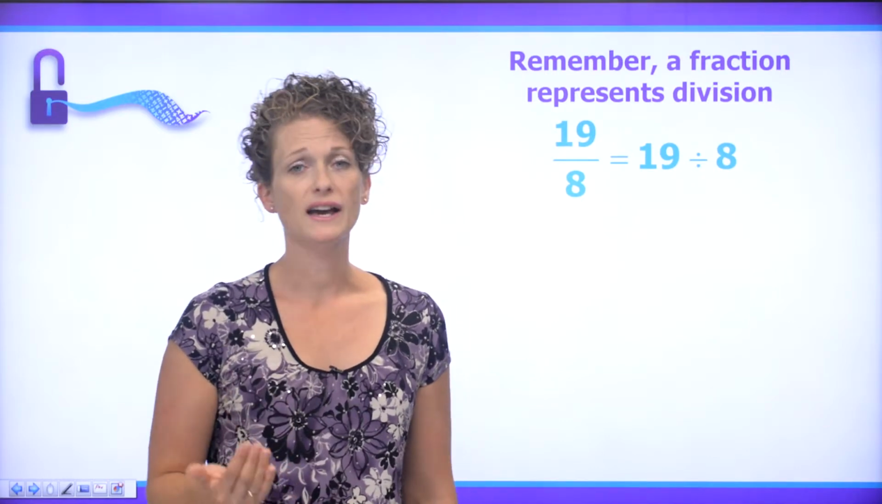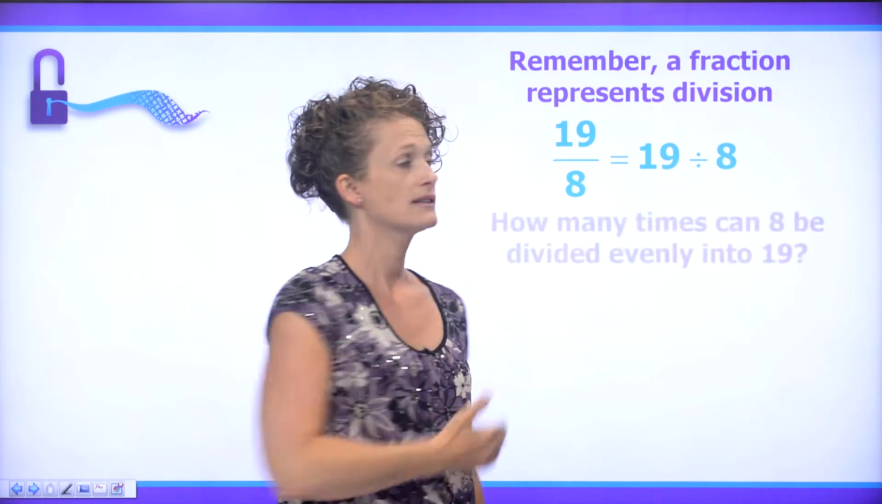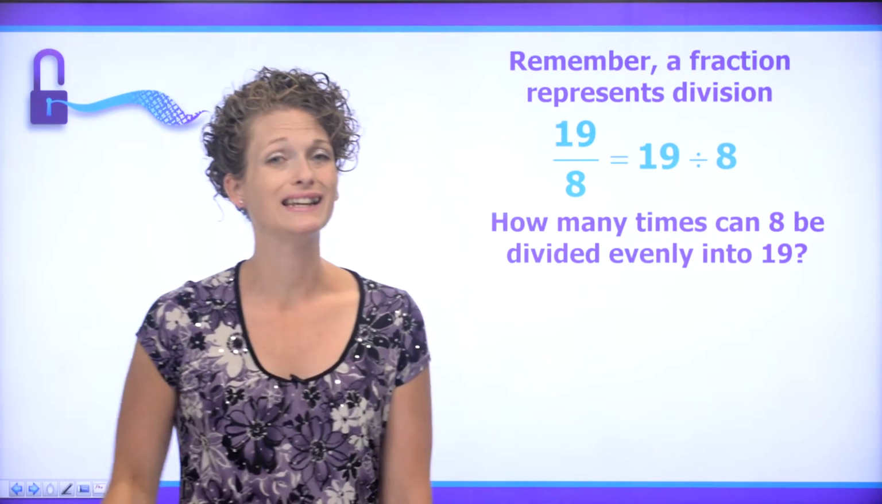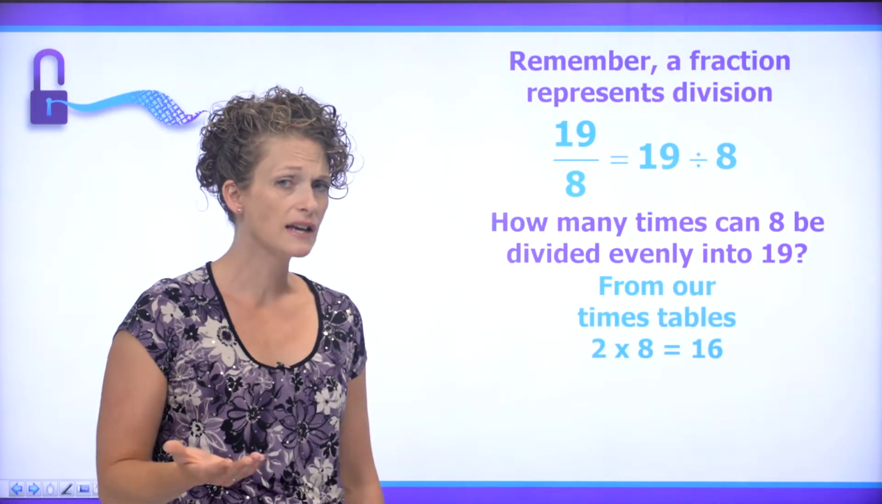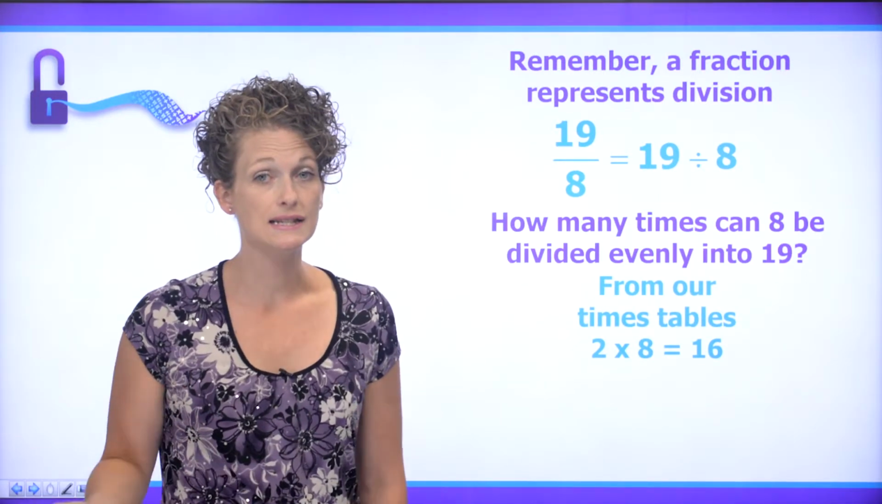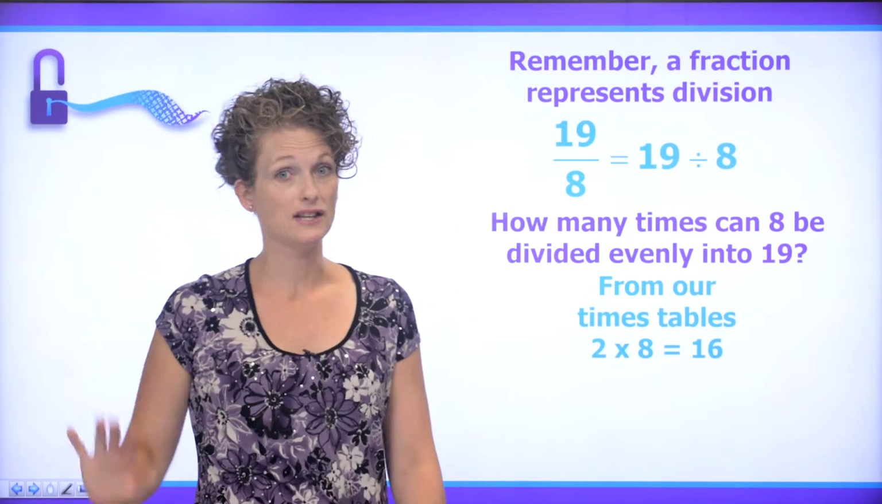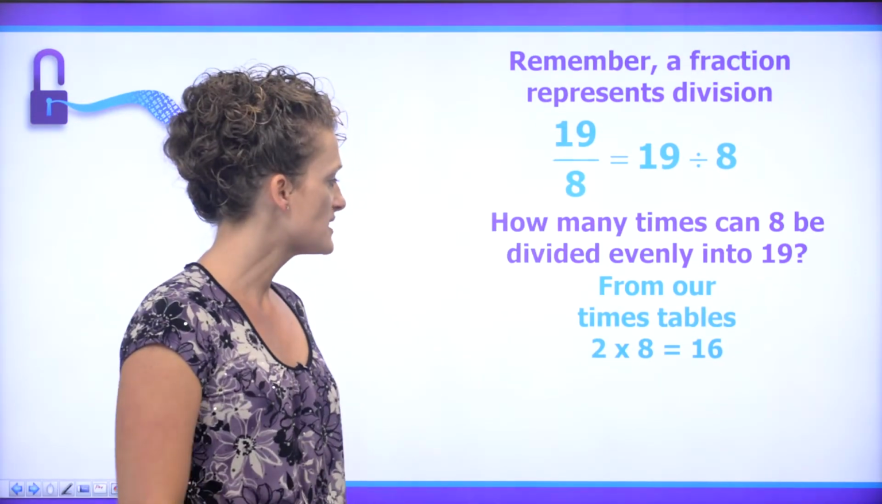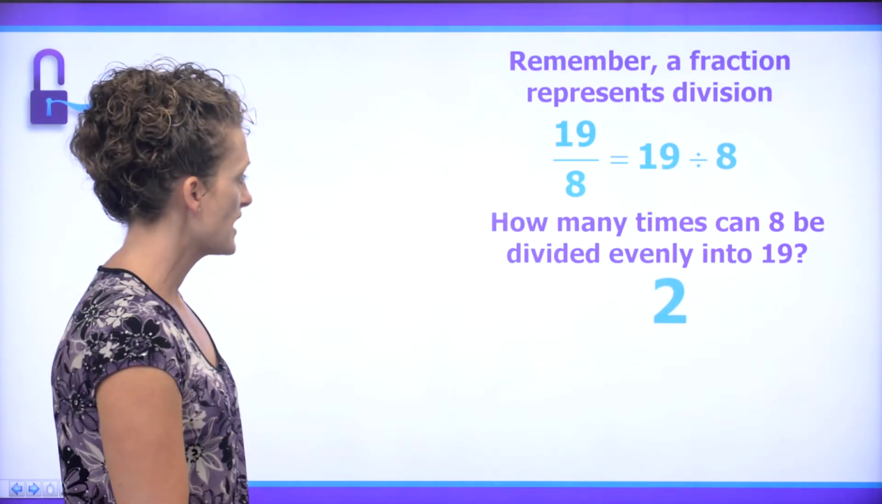And when we divide, we're looking to see how many times 8 can divide into 19 evenly. So what does that mean? Well, we know from our times tables that 2 times 8 is 16. We can't go any bigger than that because then we'll be greater than 19, and you can't have that. So 2 times 8 equals 16. That means we have 2 wholes. So we get a 2.